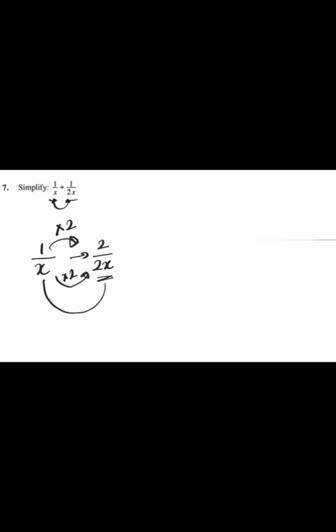You can represent this one as this one. The 2x will be the common denominator. Then you can write like this. For this one, I am replacing it: 2 divided by 2x plus 1 divided by 2x. Now the denominators are the same. Therefore, we can use that as the common denominator where you can add 2 and 1. The answer will be 3 over 2x. This is the answer for the 7th question.